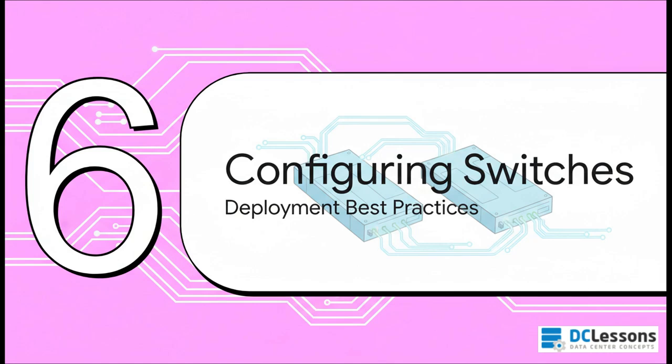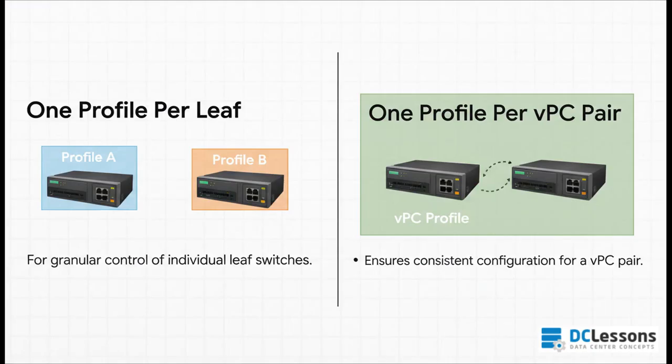So, let's wrap this up by looking at the best way to apply all this in a real-world environment, focusing specifically on how you should structure your switch profiles to get the most clarity and control. When you're out in the field, Cisco basically recommends two main strategies. The first is to create one unique switch profile for each individual leaf switch. This gives you incredibly granular control, which is fantastic for things like standalone servers.